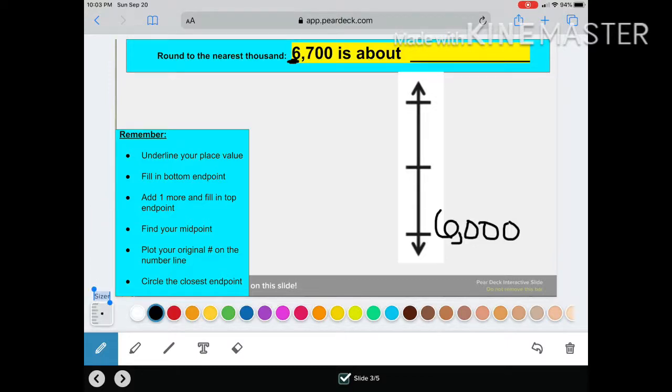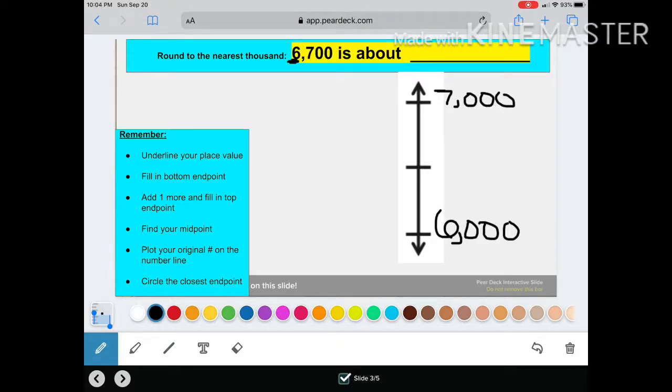Add one more to fill the top. What's 1,000 more than 6,000? Awesome thinking. 7,000. Then find your midpoint. Please don't stop. Now it's time for us to find our midpoint, that middle number right here. I want to find the halfway point between 6,000 and 7,000.